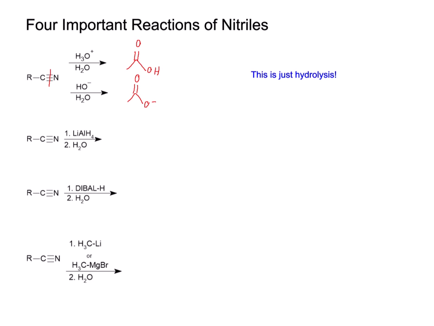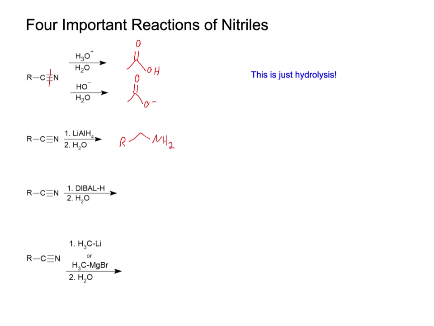Here we have a carbon-nitrogen triple bond, so we can reasonably assume that the strong reducing agent will reduce this 2 times in a similar way that we could reduce that carbonyl 2 times. When we do this, we're going to get back a carbon-nitrogen single bond, and of course we're going to add 2 hydrogens to each of those positions.